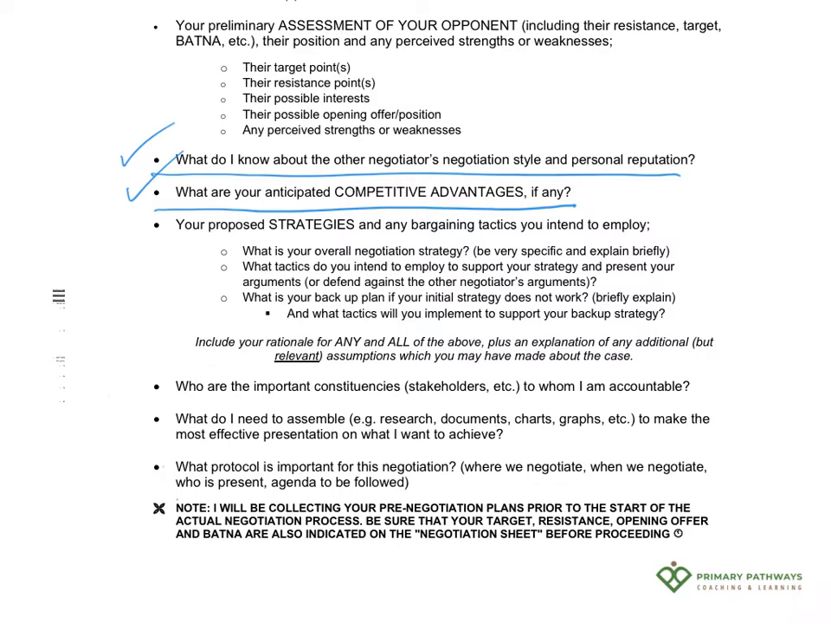And then the next section, this is pretty much the most important part of the plan, and that is your proposed strategies and any bargaining tactics you tend to employ. So your overall negotiation strategy, tactics, and your backup plan. You need to include your rationale for everything, plus an explanation of any additional assumptions you're making. It all has to be solid here.